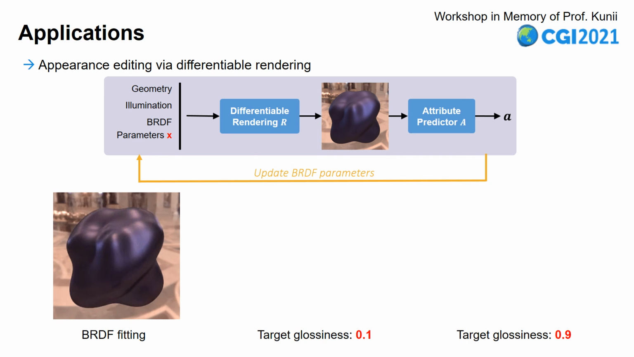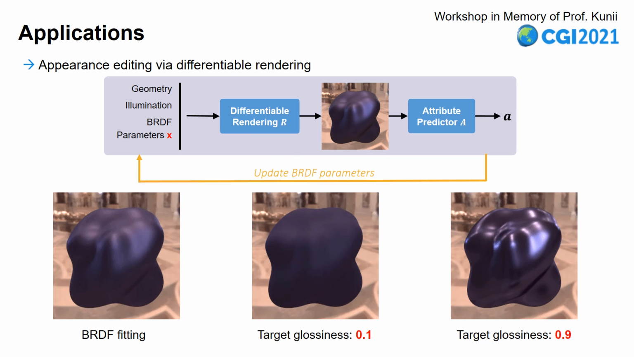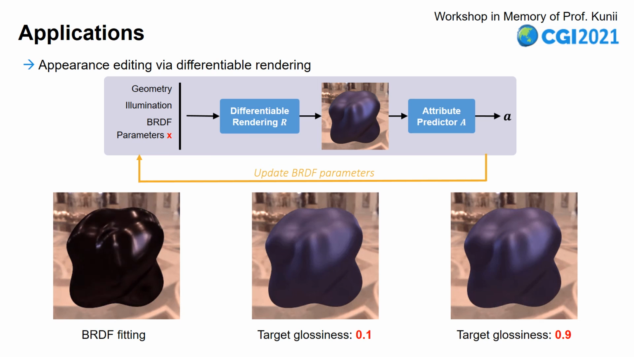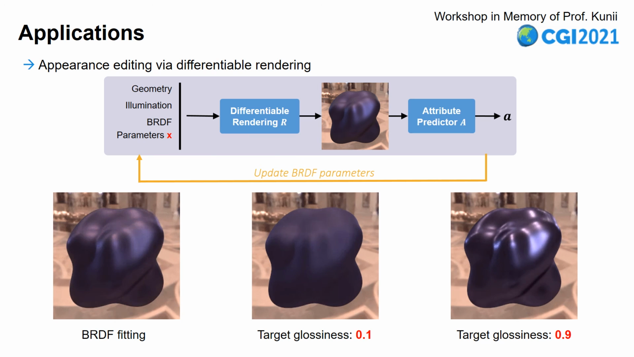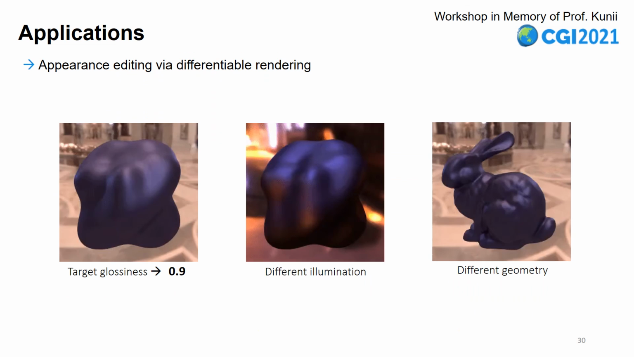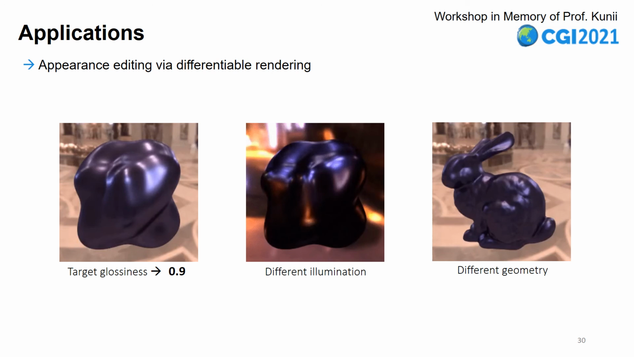What we can also do is impose requirements of different glossiness, and again through differentiable rendering we will find parameters of corresponding BRDFs. We can also match target glossiness for the object with the same geometry but under different illumination as shown in the middle, or different geometry under the same lighting as shown on the right.